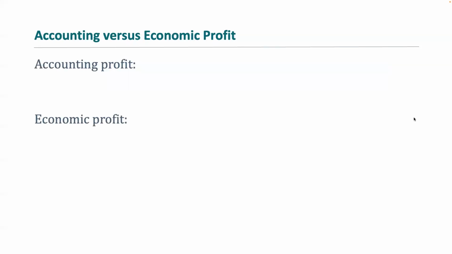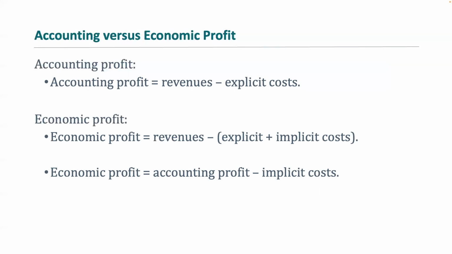Now, before I mentioned that accounting and economic profit are not necessarily the same thing. Accounting profit is just revenues minus explicit costs, but with economic profit, we take our revenues minus our explicit and implicit costs. In other words, it's the accounting profit minus those implicit costs, and we'll talk about that a little bit more later.